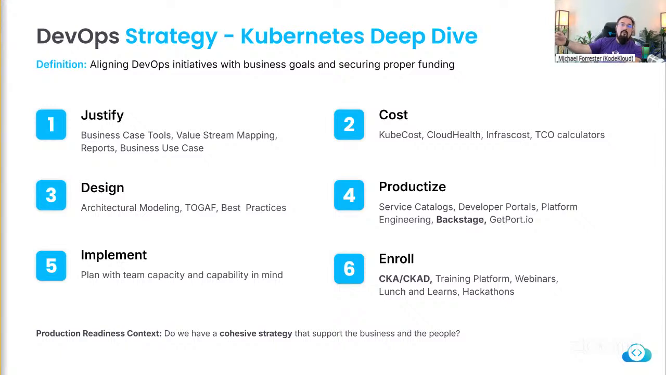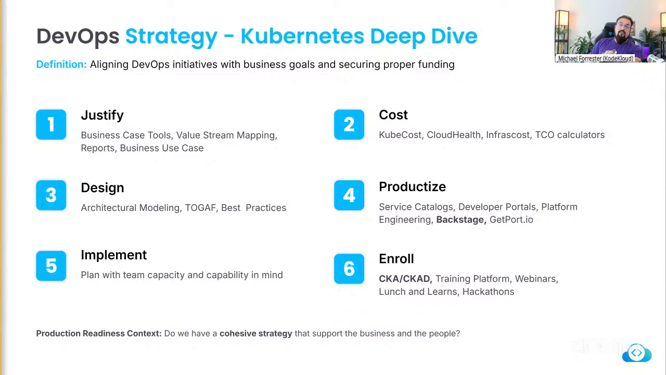Look at verb number 6, enrolling: CKA, CCAD, training platforms, webinars, lunch and learns, hackathons. Remember, enrolling is about winning hearts and minds. If your people are not familiar with the technology, why would you throw it at them and expect them to be able to implement it? We want to be careful with that. Notice TOGAF is listed here, which I have a love-hate relationship with. And notice that this is the lightest of the technologies associated with Kubernetes. But wait, let's go to the second tier.